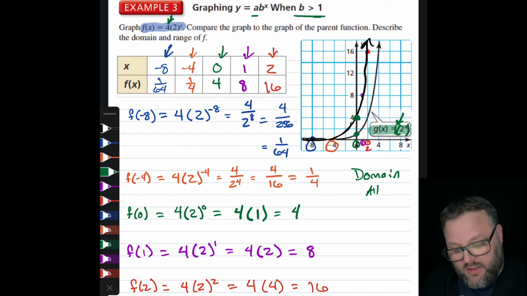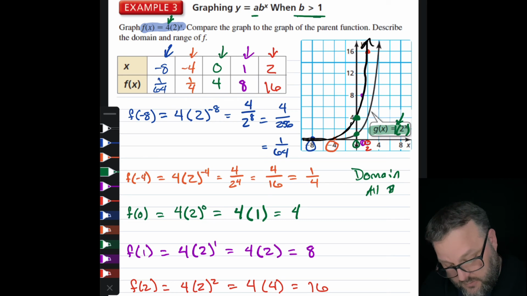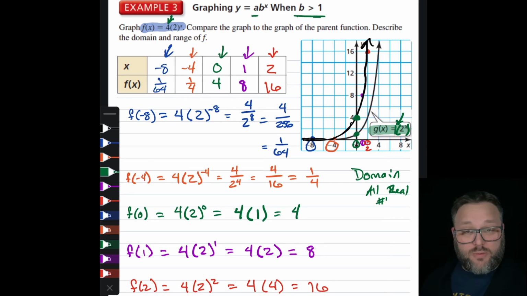The domain and range, well, the domain is all real numbers. That's because we can pick real numbers. We can pick any number between -infinity to +infinity, even decimals, fractions, and everything else, negatives and positives, plug it in and get a value for y.